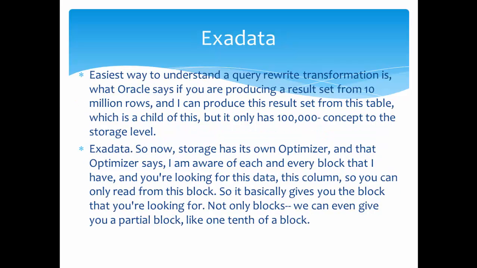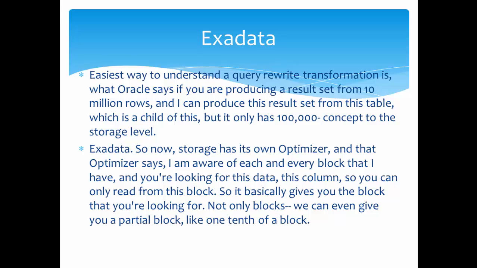Exadata, this is very popular. The easiest way to understand a query rewrite transformation is what Oracle says: if you're producing a result set from 10 million rows, and I can produce this result set from this table, which is a child of this, but it only has 100,000 rows.